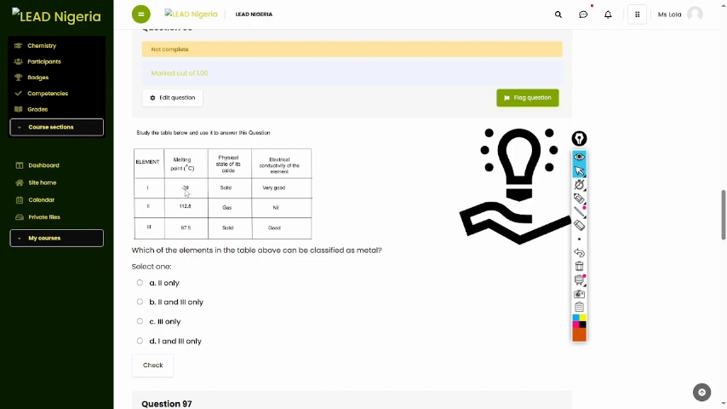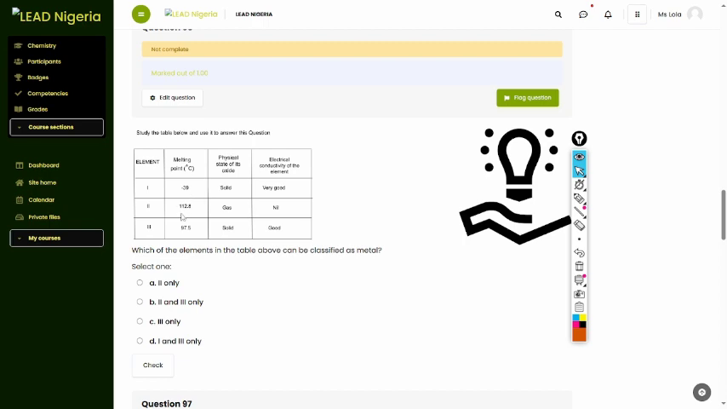Now, an exception to that rule is mercury. Mercury is a metal, but then it has a low melting point. But then the oxide of mercury is a solid at room temperature. So that explains why we have a minus 39 here, because this is actually referring to mercury.